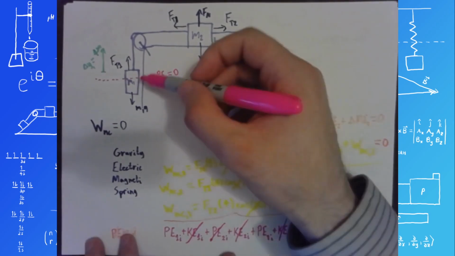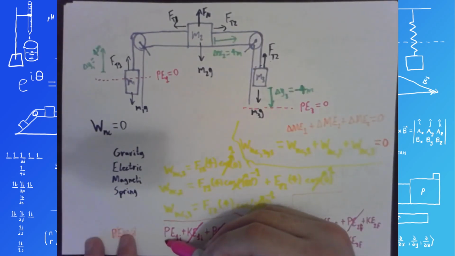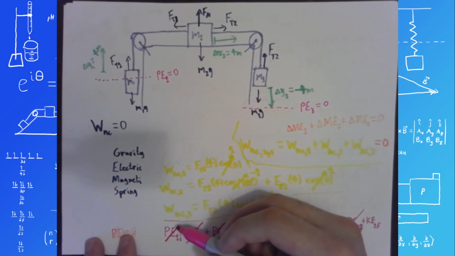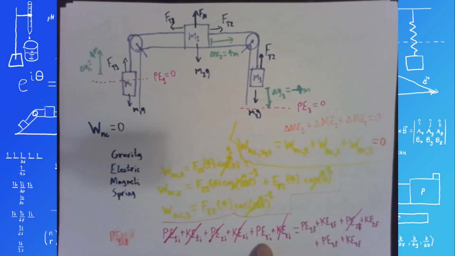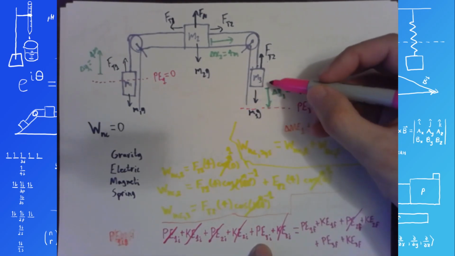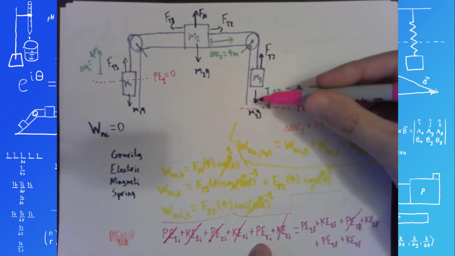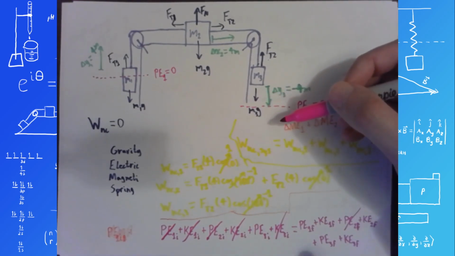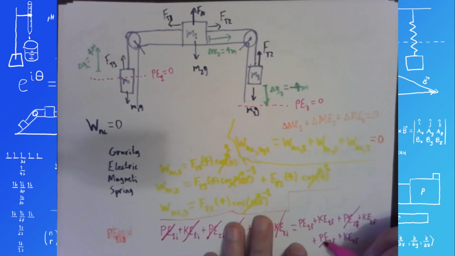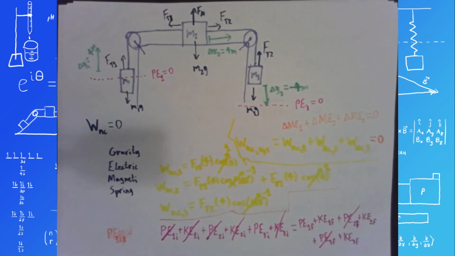Okay, so we've defined it to be 0 for object 1, so yeah, that just leaves us with PE3 initial is going to be, well, it's going to be 4 mg more than it is at the final position, and come to think of it, at the final position, that's going to be 0 since that's how I've defined it to be. Okay.